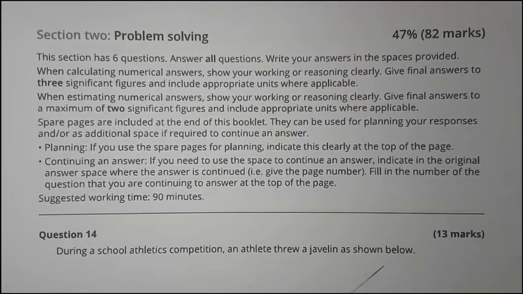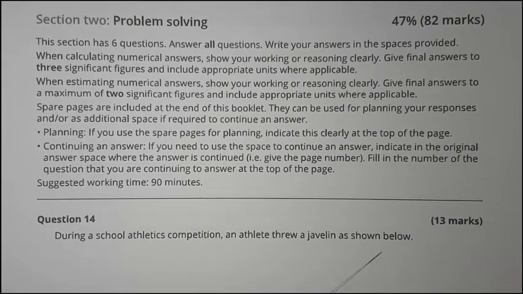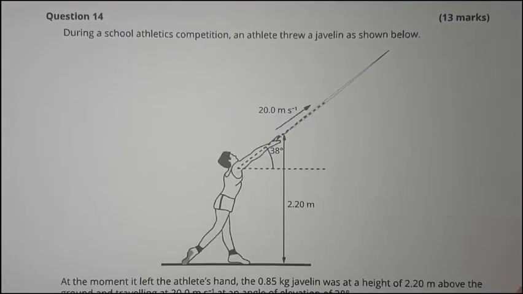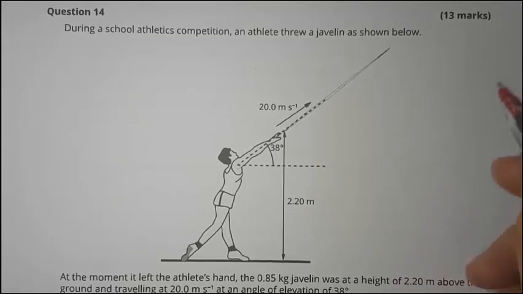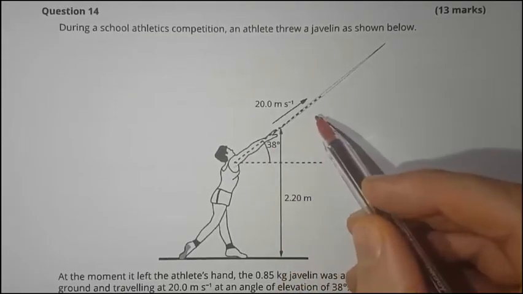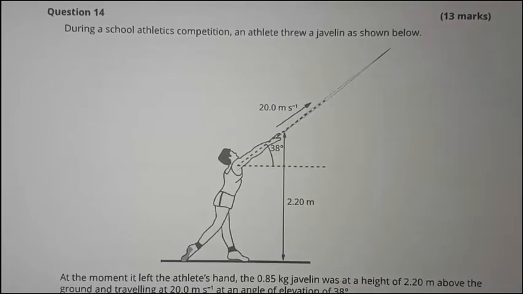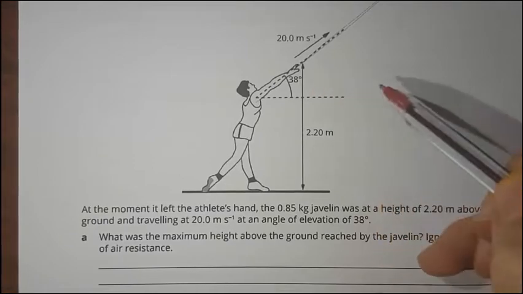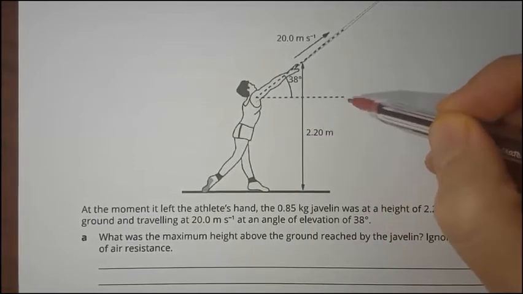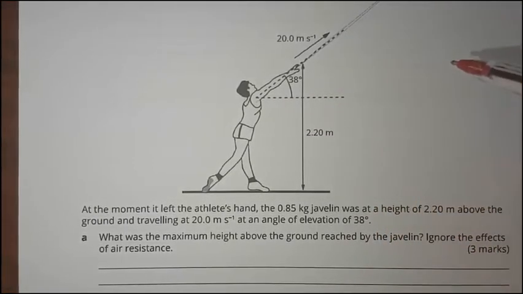Okay, we're looking at section 2 now. The first question is pretty straightforward. You've got a school athletics competition, someone throws a javelin, so you can see they've got a trajectory with an angle and a speed, I suppose. So what you want to do is turn this into two different components: a horizontal velocity component and a vertical velocity component.